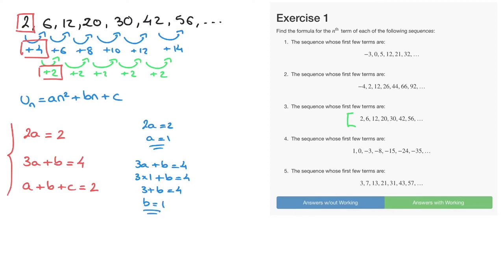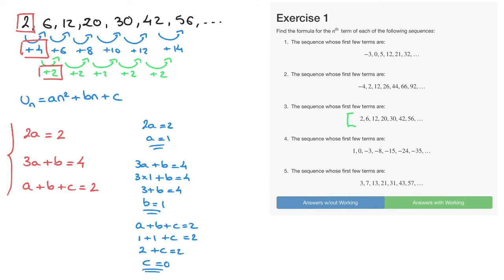Finally, we look at the third equation, which is a plus b plus c equals 2. I'll just write that. a plus b plus c equals 2. And since a equals 1 and b equals 1, it becomes 1 plus 1 plus c equals 2. So 2 plus c equals 2, and therefore c equals 0.